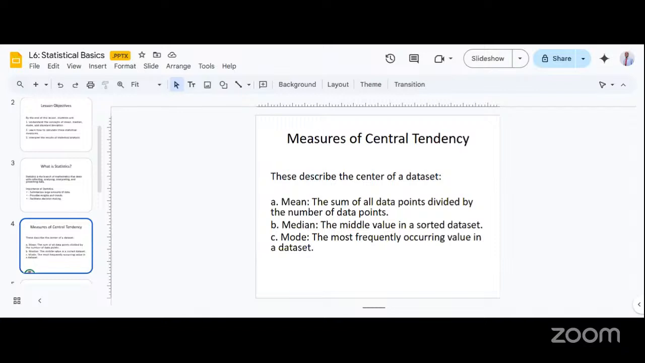Okay, let me use another example. Let me use 10, 11, 12, 13, 14. We have 5 data points there, because if we start counting from 10, 10 is one value, 11 is 2 values, 12 is 3 values, 13 makes it 4 values, then 14 makes it 5 values. So that means it's 5 data points. Data point is just a count of the number of values in that data set.